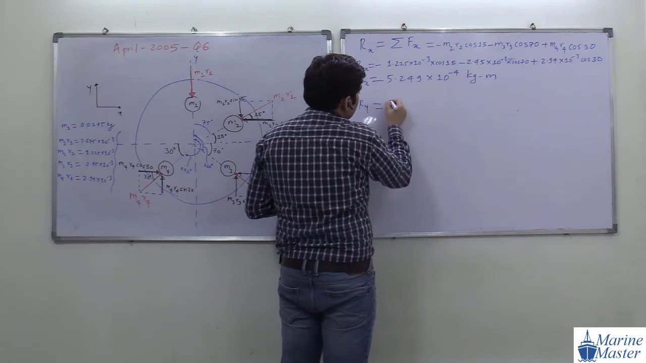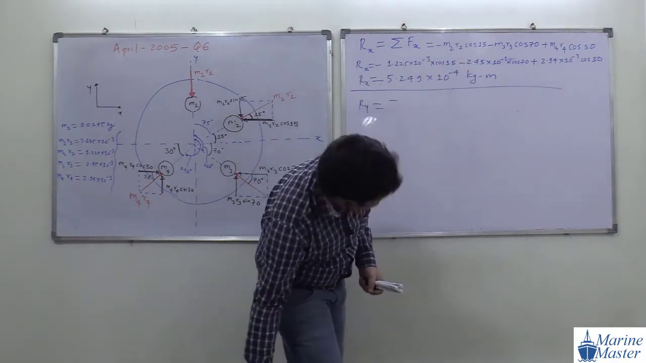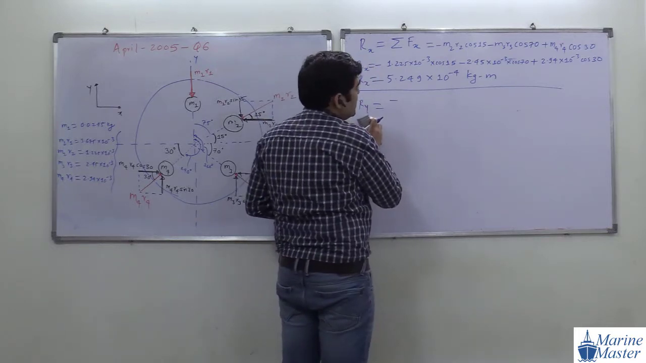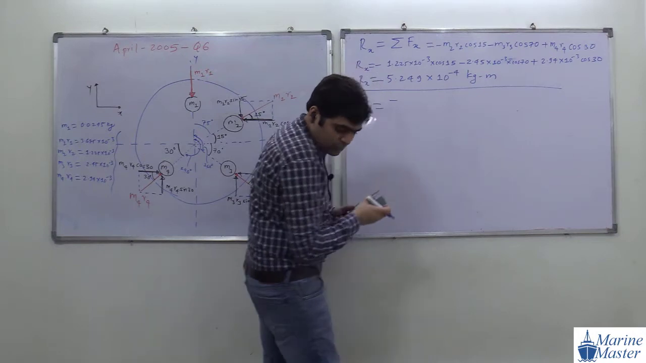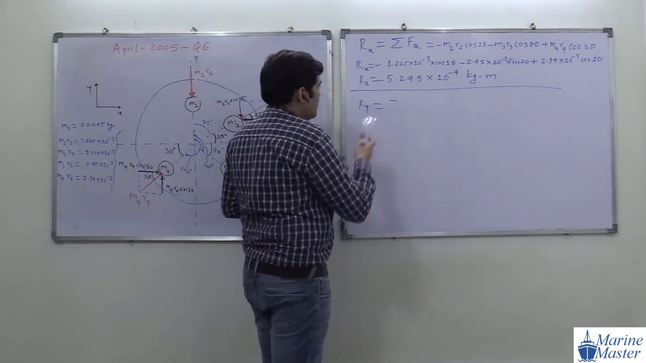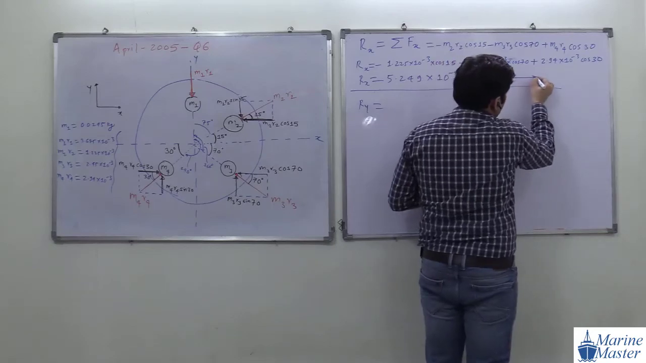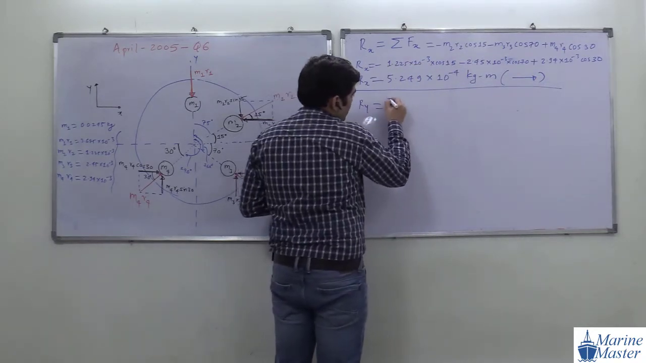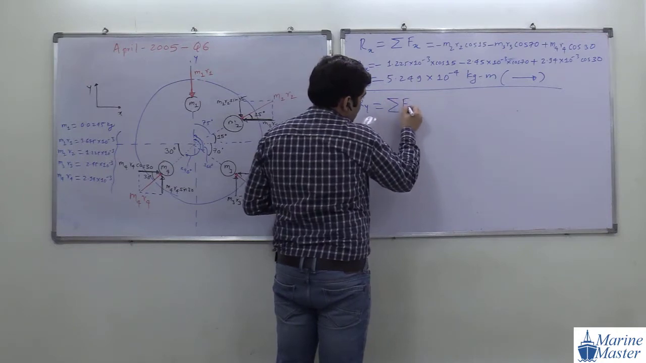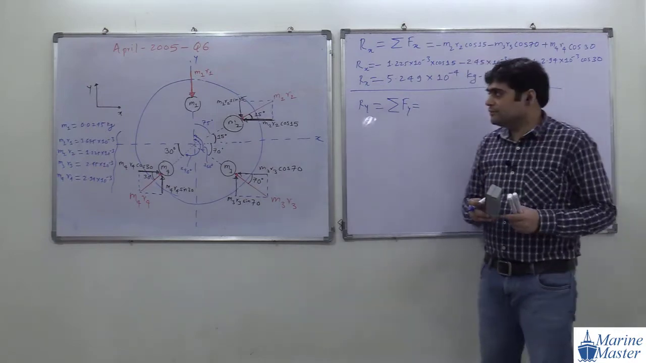Now, Ry will be what, guys? After Rx, we got a positive value. If we are getting Rx positive, it means it must be towards the right. Then Ry: summation of forces in the Y direction. What are the forces here in the Y direction?